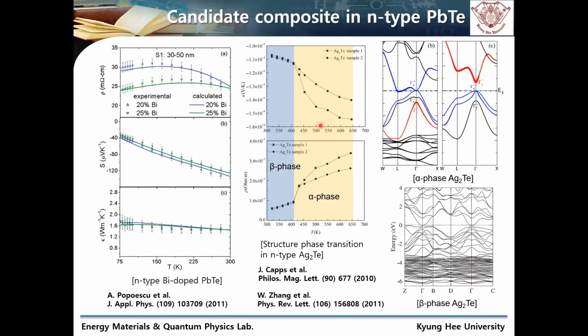as the random potential dispersion, we chose silver telluride, because it shows a structural phase transition near 420 Kelvin. Below this temperature, the structure is the beta phase, and above this temperature, it is the alpha phase. At high temperature, the electrical resistivity is very high, which means the energy band gap increases. It is a semiconducting state, and at low temperature, it becomes a metallic state. There is no energy band gap. Therefore, from the band structure calculation, in the alpha phase, there is an energy band gap opening like this.